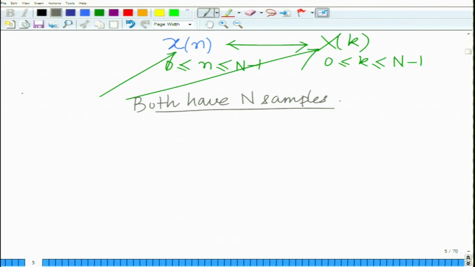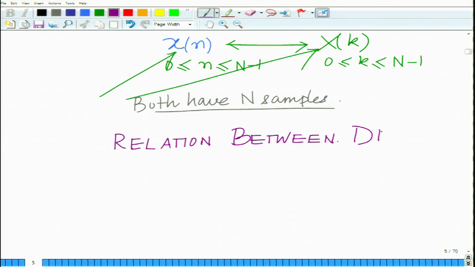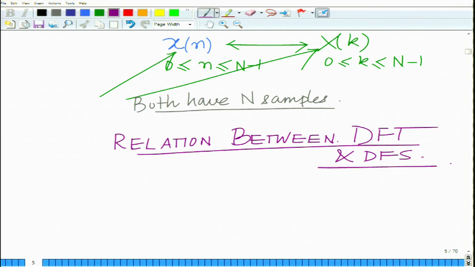Now, the next thing we want to look at is the relations between these various transforms. We have seen several transforms: we are now seeing the DFT, earlier we have seen the Fourier series as well as the discrete time Fourier transform. So, we want to start by looking at the relation between the DFT and the discrete time Fourier series that is defined for a periodic discrete time signal. So, we want to look at the relation between DFT and DFS.